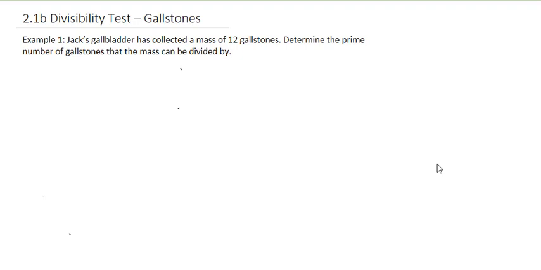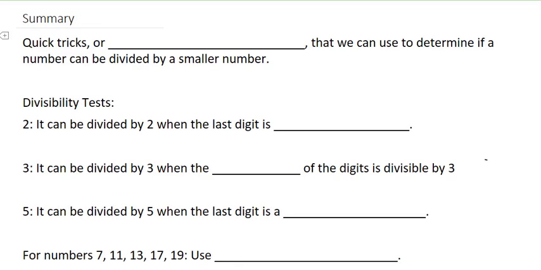Divisibility test. Jack's gallbladders collected a mass of 12 gallstones. Determine the prime number of gallstones that the mass can be divided by. So to answer this question, we need a couple of quick tricks or divisibility tests that we can use to determine if the number can be divided by a smaller number.